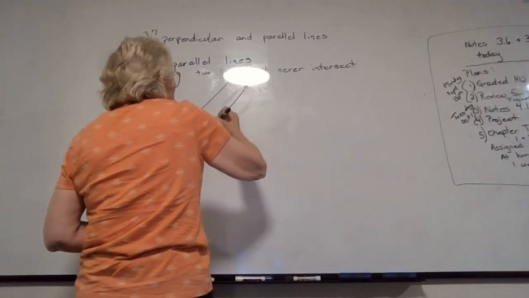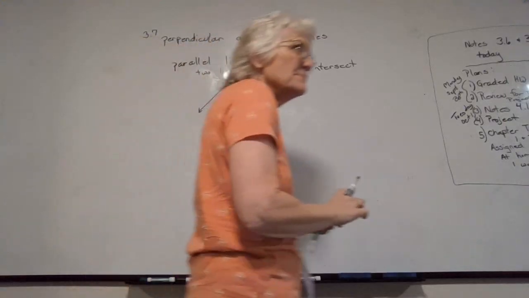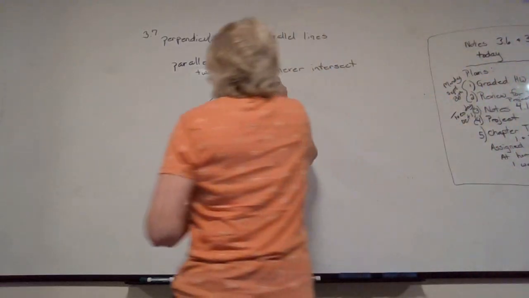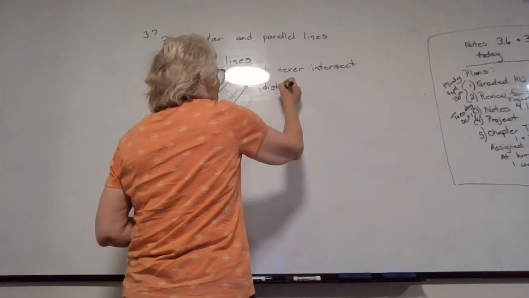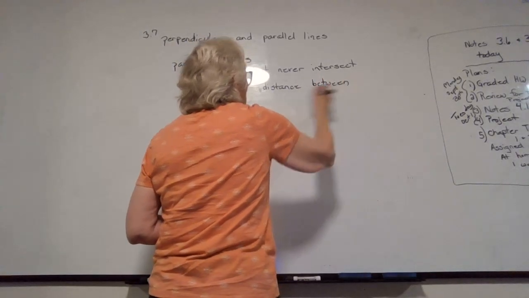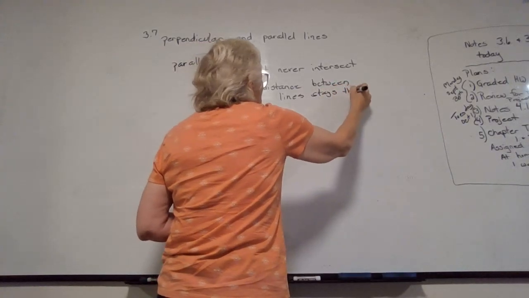Okay? If I have a line like this and a line like this, what do I know about the distances between them? If I measure the distance between two lines that never intersect, what do I know about those distances? Yes? They'll stay the same. They'll stay the same. Okay, so the distance between the lines stays the same.